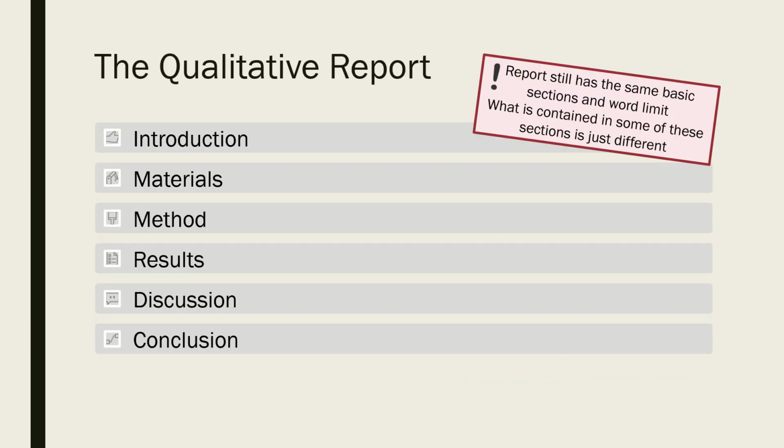Any psychology investigation report needs to have these 6 sections. Note that the report has the same basic sections and word limit, regardless of whether it is a quantitative or qualitative report. What varies is the content within some of these sections. A reminder too that the materials, method and results section aren't included in the word count. Let's take a closer look at each of these sections for a qualitative report.